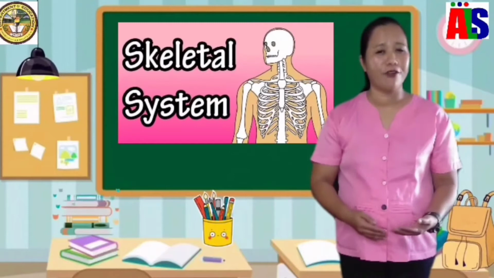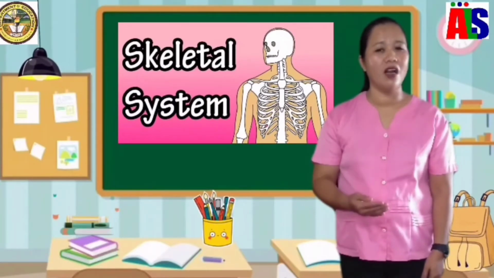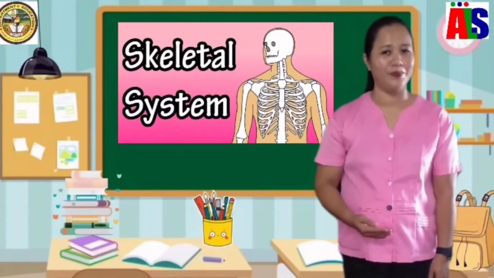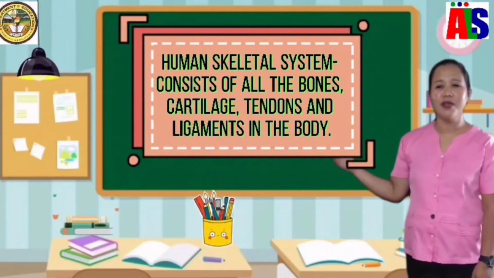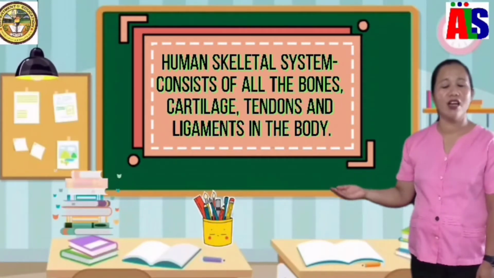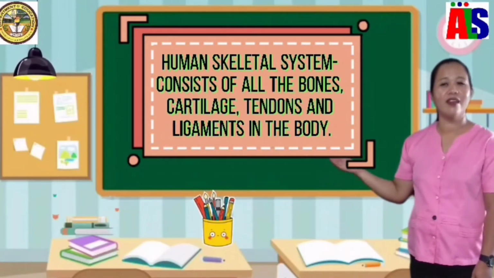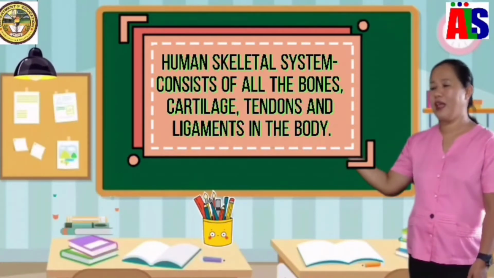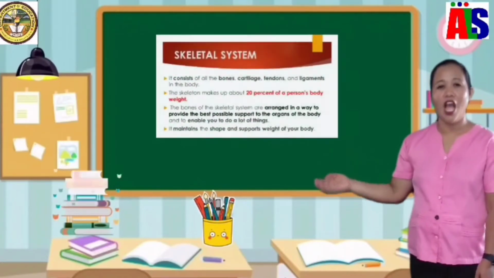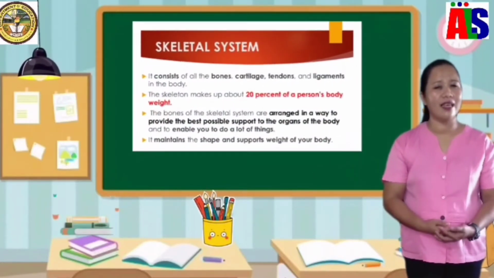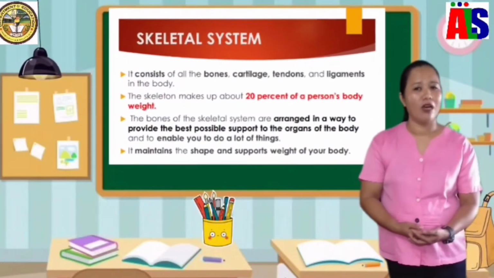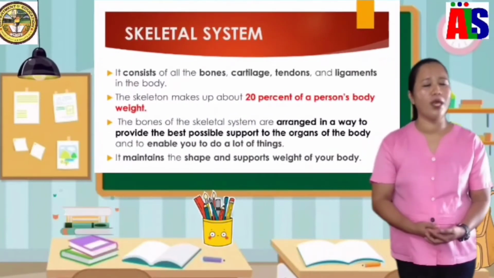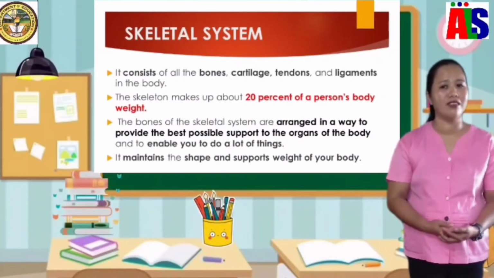Now, we should know first what is the meaning of the skeletal system. The human skeletal system consists of all the bones, cartilage, tendons, and ligaments in the body. Altogether, the skeletal system or the skeleton makes up about 20% of a person's body weight.